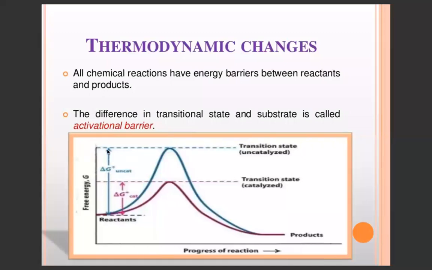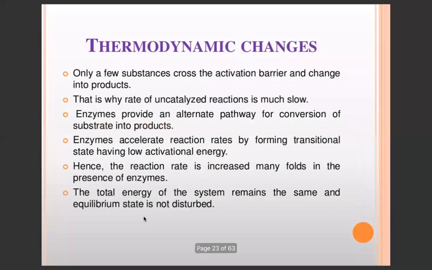This is the energy gradient difference by which reactant is converted to its product. And if we add a catalyst, the energy difference is reduced. Thermodynamically, only a few substrate molecules cross the activation barrier and change into product. That is why the rate of an uncatalyzed reaction is much lower.